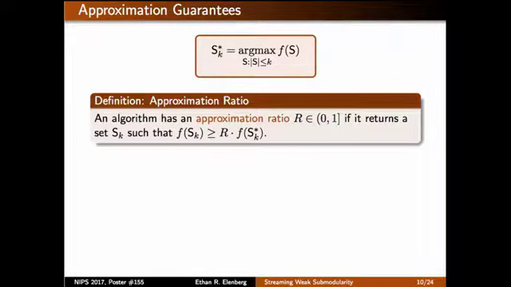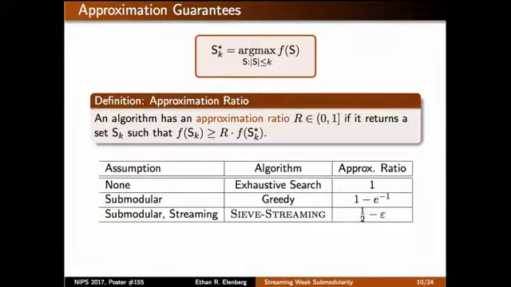So there's been a lot of related work on guarantees for greedy and streaming approximation algorithms, and I'll discuss some of that here. An algorithm has approximation ratio R if it returns a set with function value that's within a factor R from the optimum value. So here R is between 0 and 1. Clearly, exhaustive search will always have an approximation ratio 1. And previous work has proved that efficient greedy algorithms obtain good approximation ratios when the set function is assumed to be submodular. I'll explain what that means in a minute.